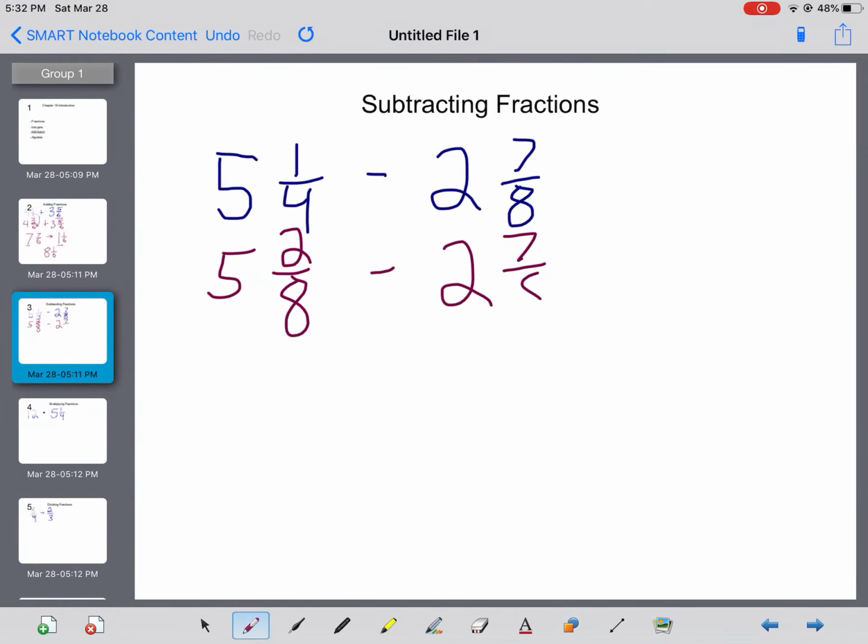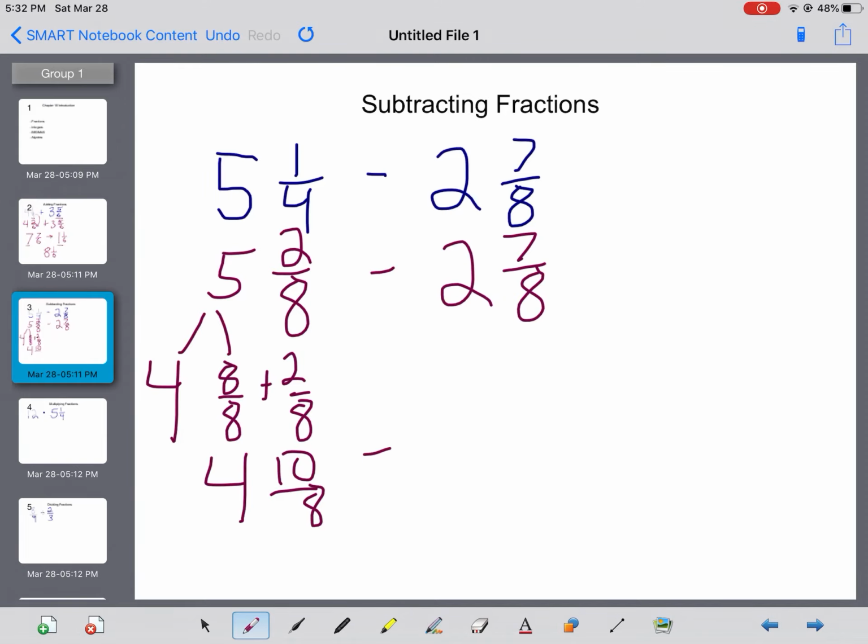Subtract 2 and 7/8. Now we know that 5 and 2/8 must be bigger than 2 and 7/8, but we run into a little bit of a tricky spot because I can't do 2/8 take away 7/8. So what I'm going to do is break apart my first mixed number here. I'm going to think to myself, 5 whole pizzas is really the same as 4 whole pizzas and 8/8 of a pizza, plus my little 2/8 that's over there, okay? So what I end up with really is 4 and 10/8 take away 2 and 7/8.